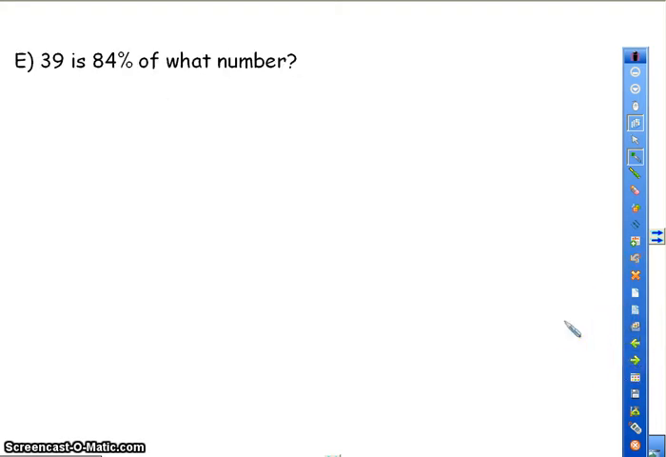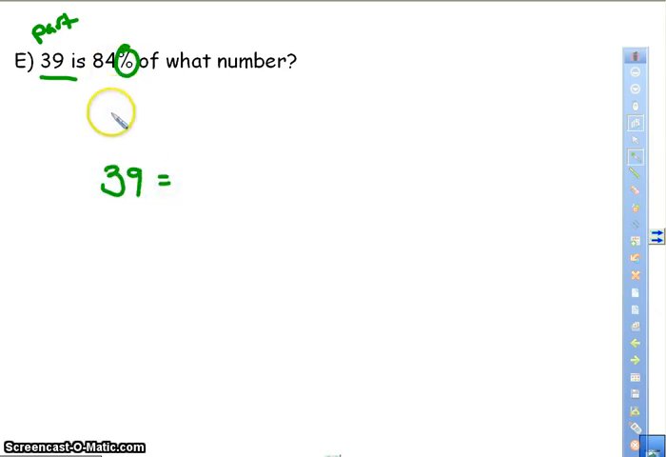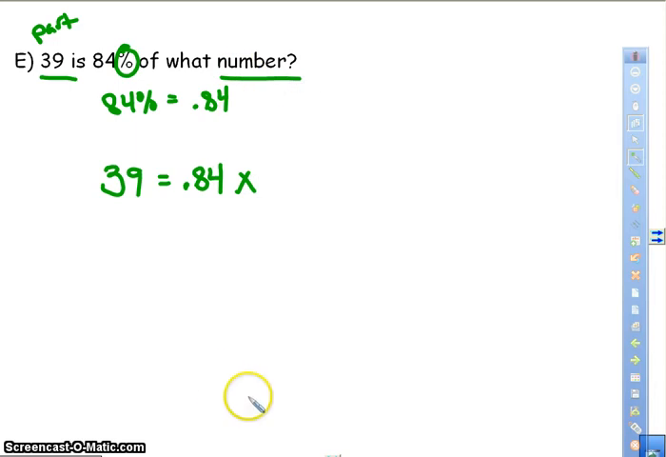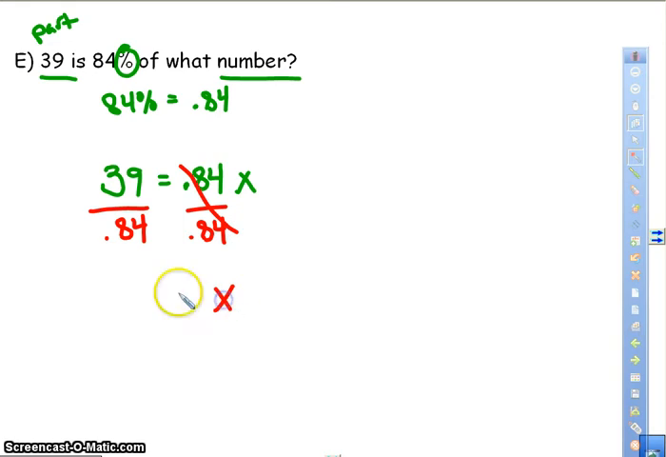Okay, 39 is 84% of what number? So this is my part. This is obviously my percent, and I'm trying to find the whole. So I have 39 equals 84%, and we know we need to change our percents to decimals, so I'm going to do that, which is 0.84 times x. Once again, I'm solving for that whole. Because I'm solving an equation, I'm going to divide both sides by 0.84 to get x by itself. So that cancels, and I'm left with x.